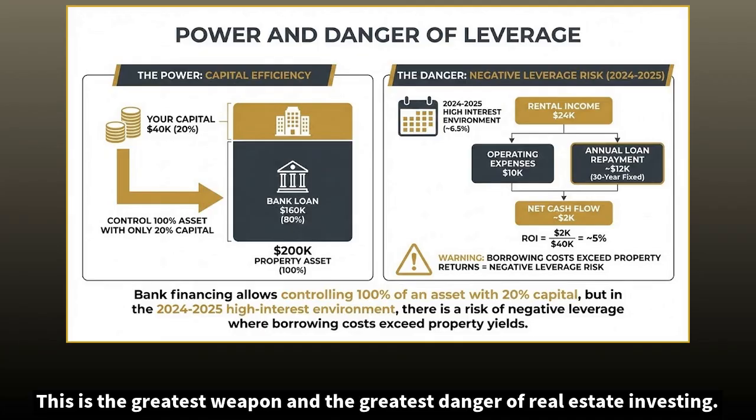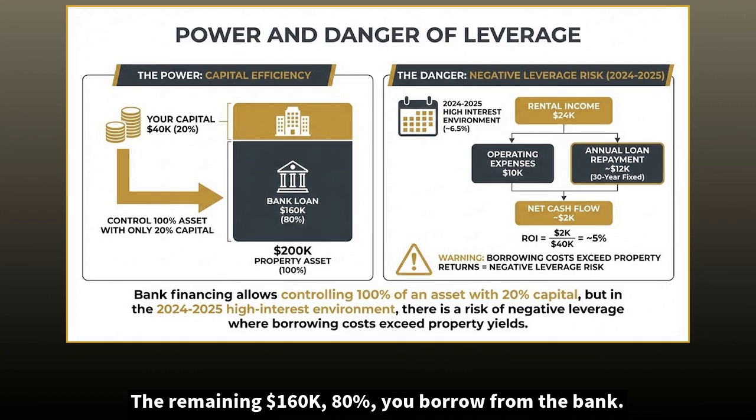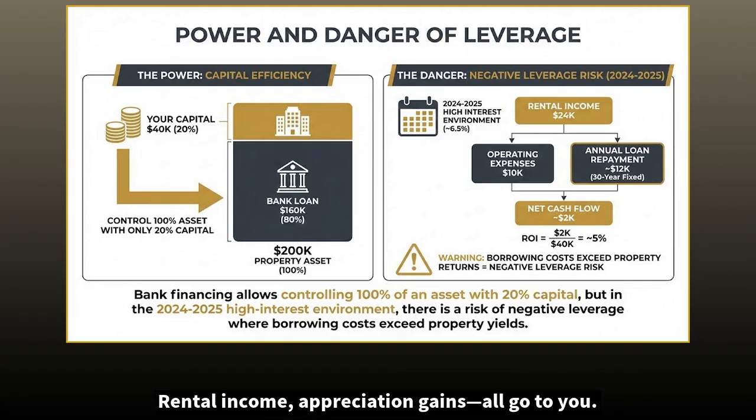This is the greatest weapon and the greatest danger of real estate investing. Leverage. You buy a $200,000 property. Your equity is $40,000. That's 20%. The remaining $160,000, 80%, you borrow from the bank. 100% of the property is yours. Rental income, appreciation gains, all go to you.